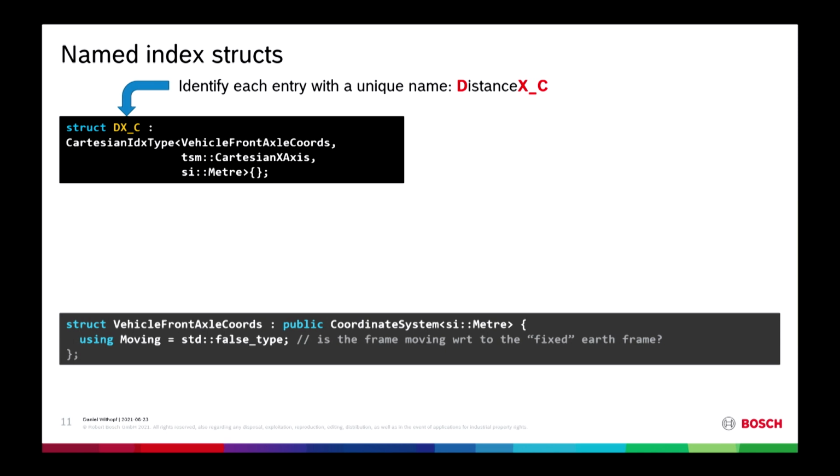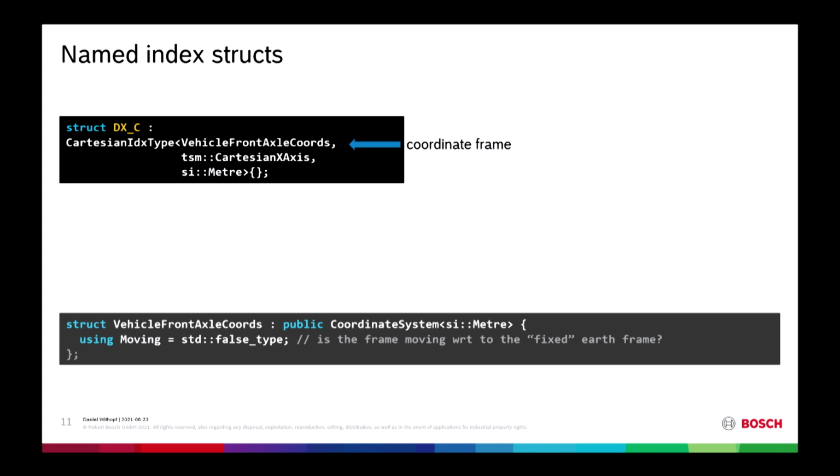So the first ingredient for the secret sauce we need is what I call named index structs. So these are basically tag types, empty structs, that identify each entry in a vector or matrix with a unique name. In this case here, we have a distance x, so dxc stands for distance x, Cartesian, and such an index struct is created by deriving from a base class, and we have to specify in which coordinate frame we are. We have to specify that this is the Cartesian x-axis in that frame, and we specify the physical unit of that index. Down at the bottom, you can also see how these coordinate frames are created.